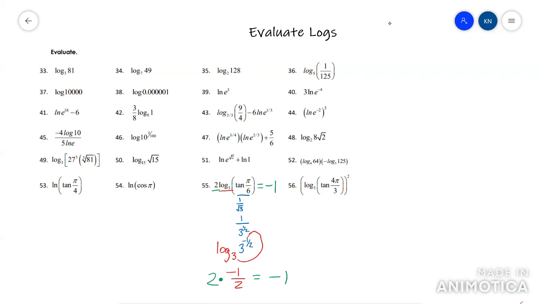So you're still just using the snail method to convert it. And once you do that, it's just an exponential problem. They're not that bad. Hope this video helped.